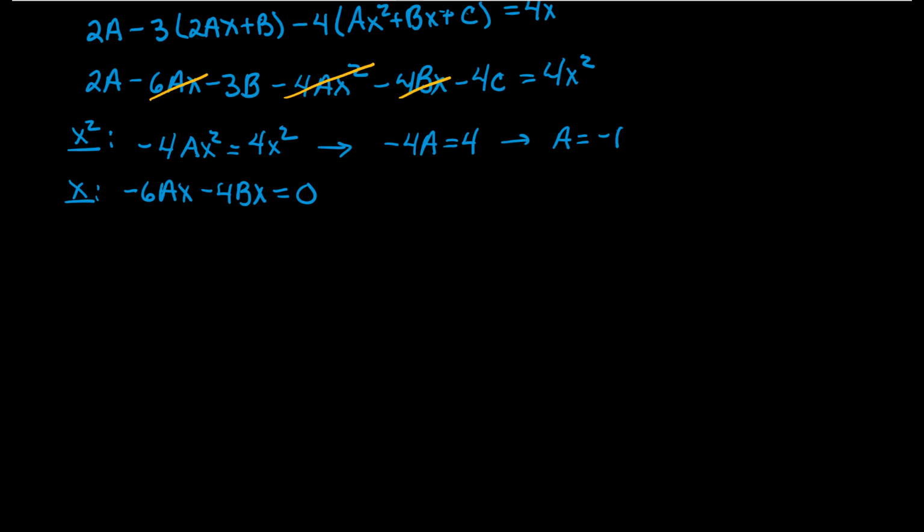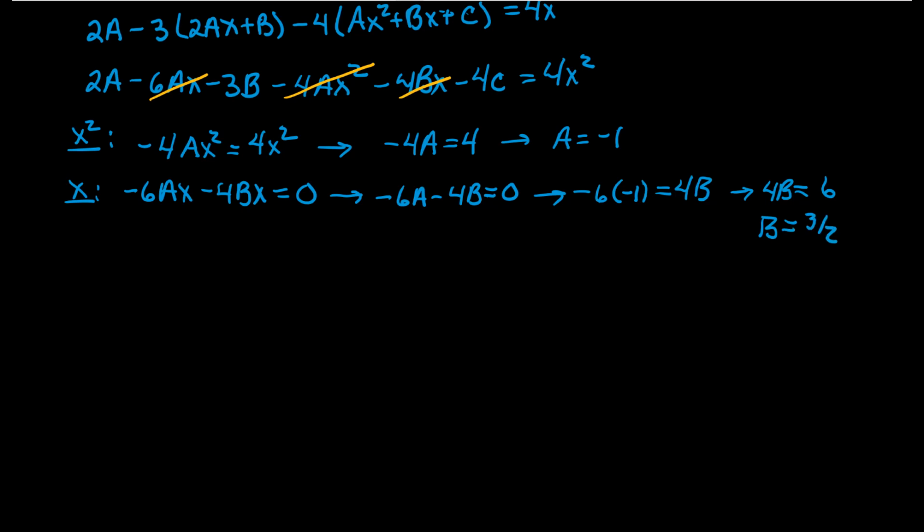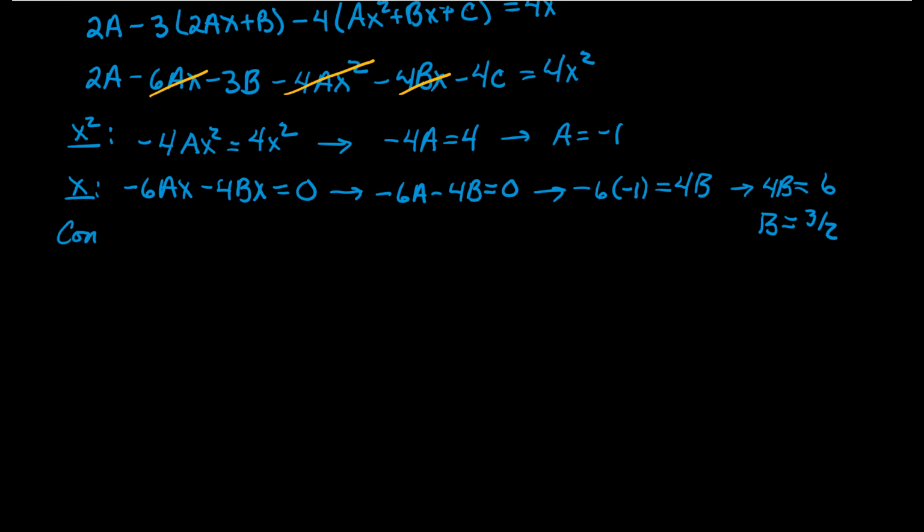Okay, so I can rewrite this as minus 6a minus 4b equals 0. Using a equal to negative 1, this is going to give me a minus 6 times the negative 1. And I'll move that 4b to the other side, make it a positive. Okay. This is going to give us then that the 4b is equal to a plus 6, or b is equal to 3/2.